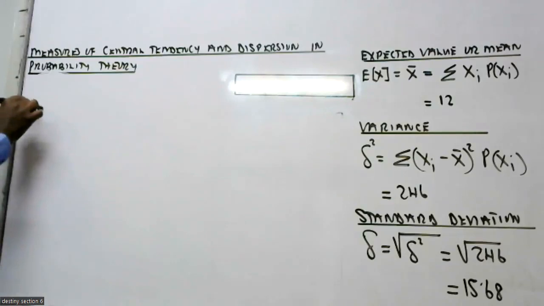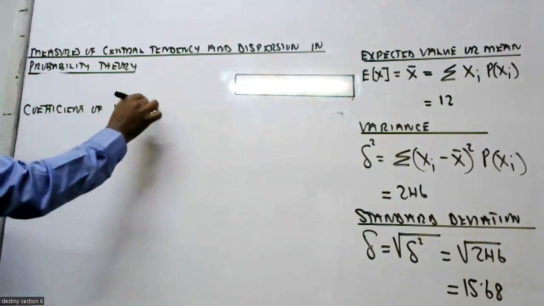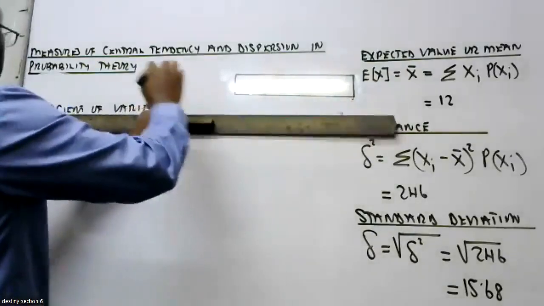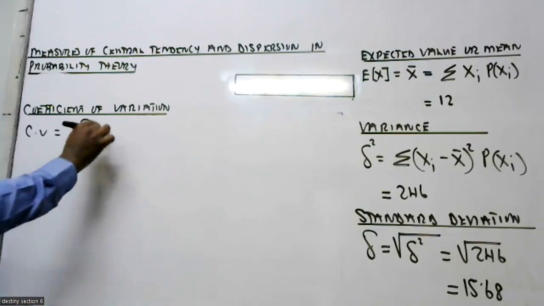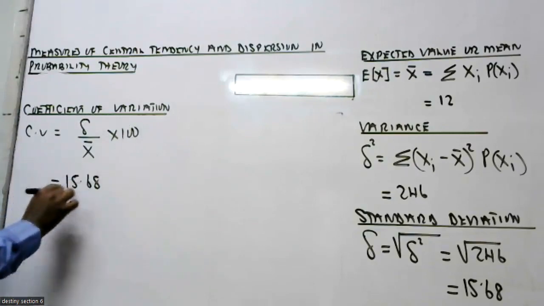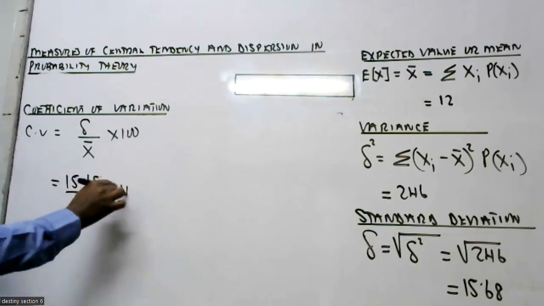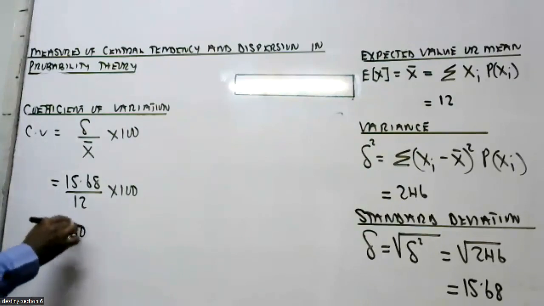Then there is another one called the coefficient of variation. This coefficient of variation, CV, is given as sigma divided by the mean times 100. So this would be 15.68 divided by the mean of 12, multiplied by 100, which is about 130.7 percent.